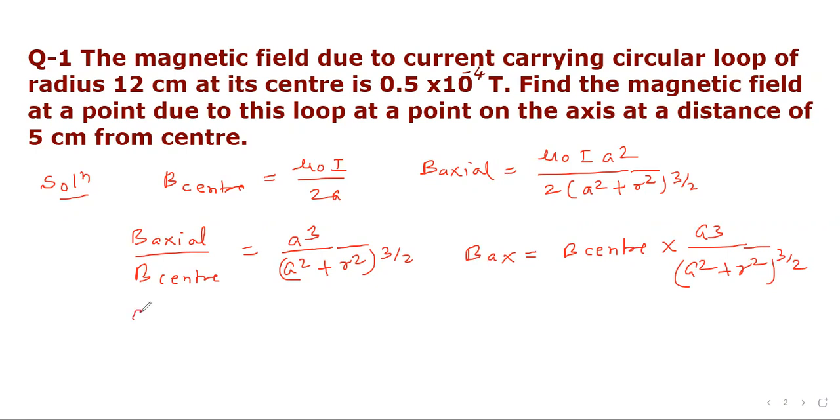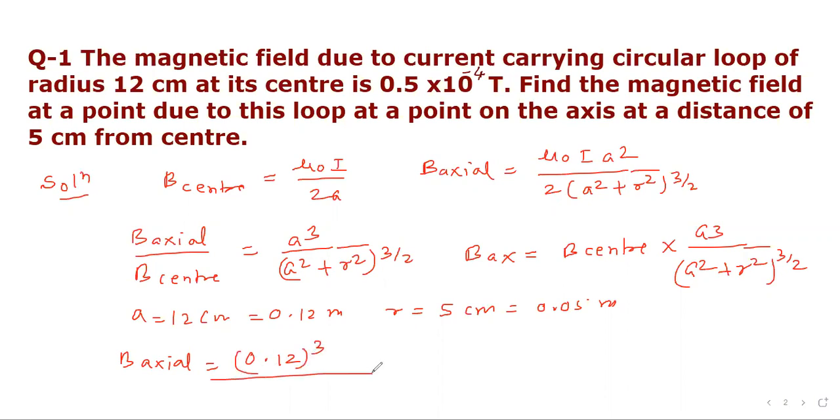So here we are given A equal to 12 centimeter, that is 0.12 meter, R equal to 5 centimeter, that is 0.05 meter, and B center is also given as 0.5 into 10 power minus 4 Tesla. So B axial can be found. B axial will be, we can put these values, 0.12 whole cube divided by, you can put other values.